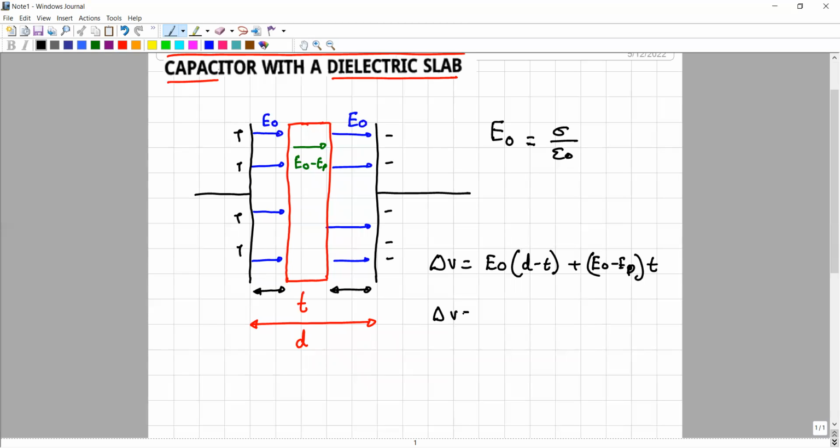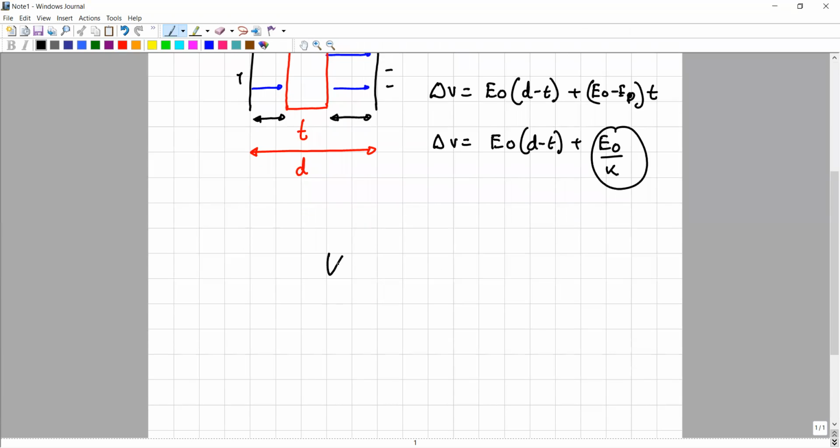Now E naught minus EP can also be written as E naught by K. Now how did we get that? If you have gone through the dielectric video, you would know that the dielectric constant K is E naught divided by E naught minus EP. So I can write this as E naught by K is equal to E naught minus EP.